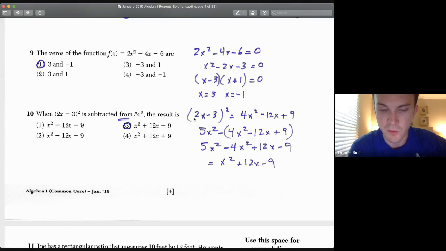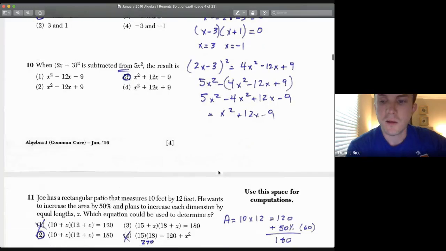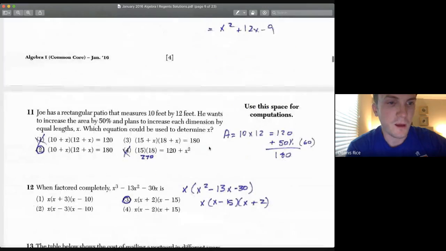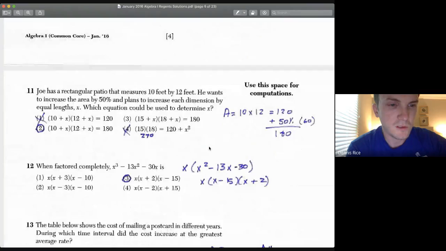Box method, I didn't show my box, but 2x minus 3 times 2x minus 3. Don't just square both of the terms. Don't say 4x squared plus 9. Do your box method. Okay, questions? I know I'm going quick, but for number 11, what was this one?